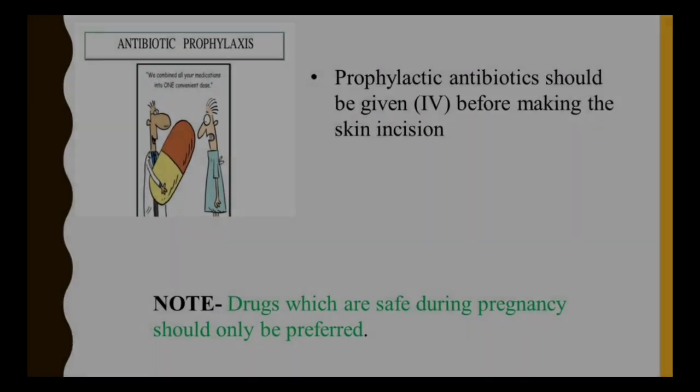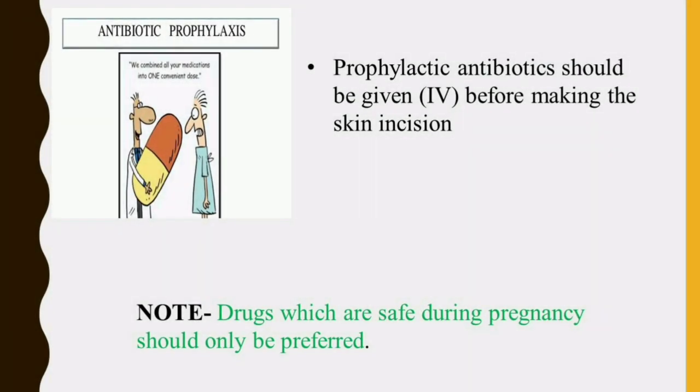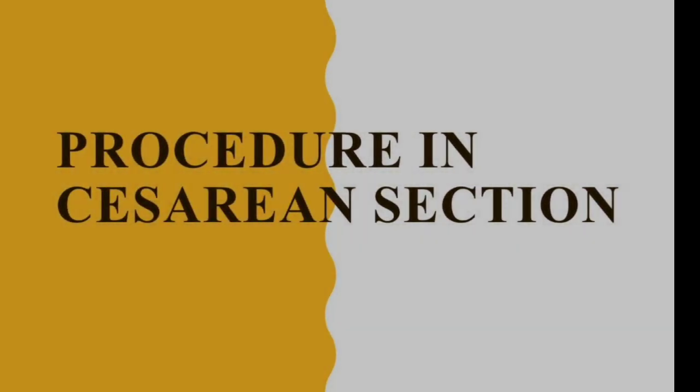Then antibiotic prophylaxis. Prophylactic antibiotics should be given intravenously before making the skin incision. And note down, drugs which are not safe during pregnancy should not be given. Next, we will talk about the procedure in the cesarean section.